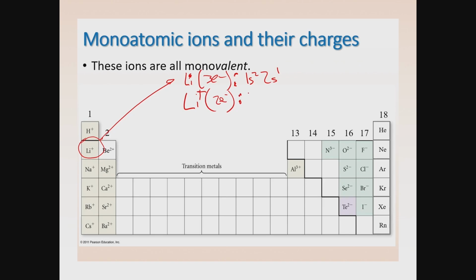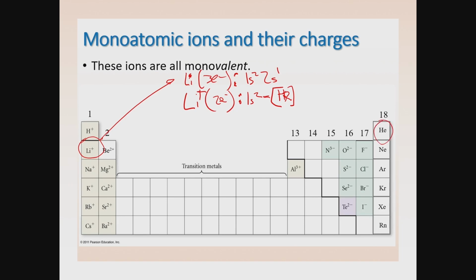It is 1s2, because the 2s1 electron is gone in the lithium ion. And so here in the lithium ion, it's only 1s2. It really has helium's configuration. And so helium, you might recall, is a noble gas here.